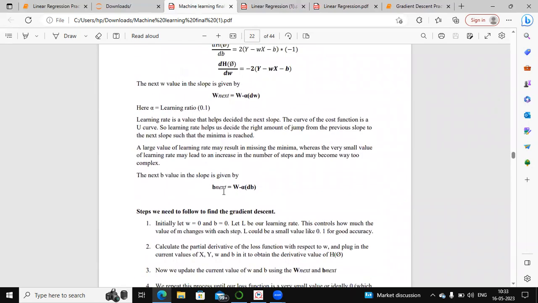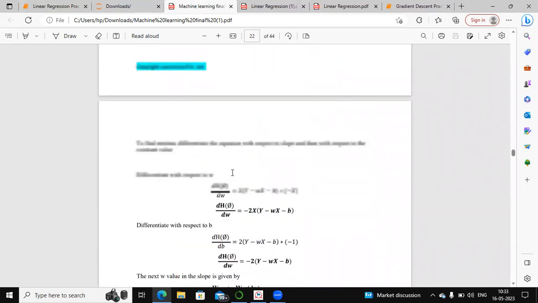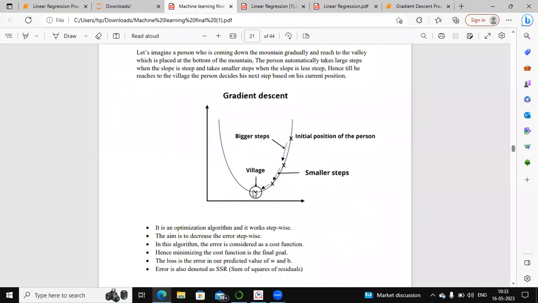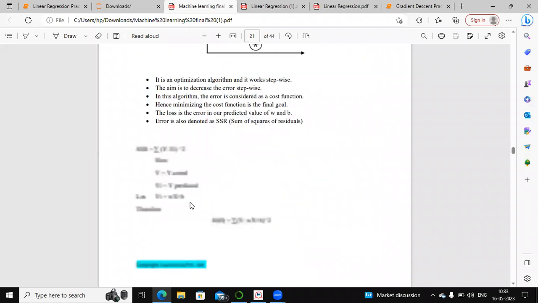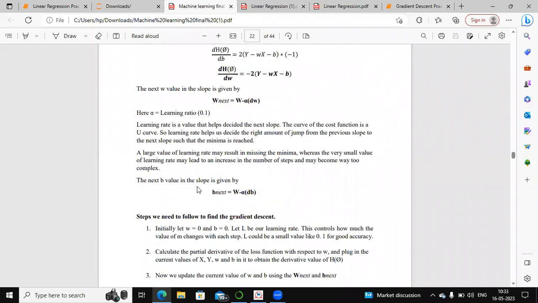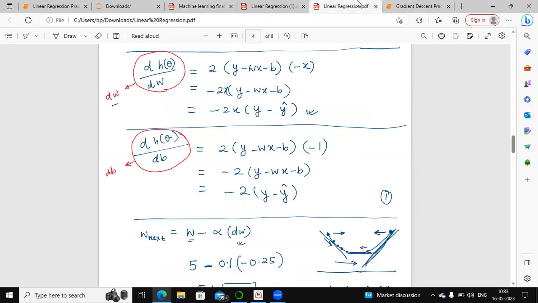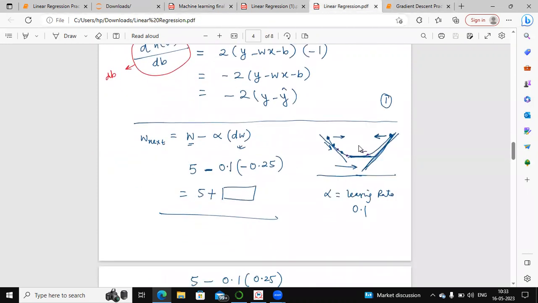The next b value: wherever the intercept happens, it also gives the intercept. The next b value is given by b next is b minus alpha into db. This is not W, okay? By mistake they have written W here, but it is b minus alpha into db. Let me show you that. W next is W minus. So this is how it happens. Small steps it will take based on the learning rate.